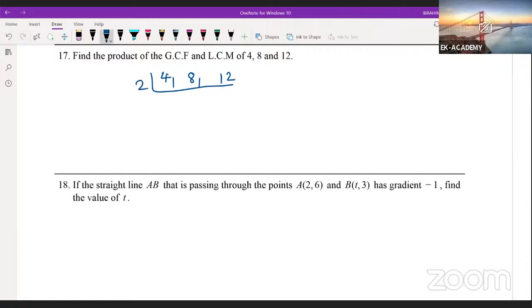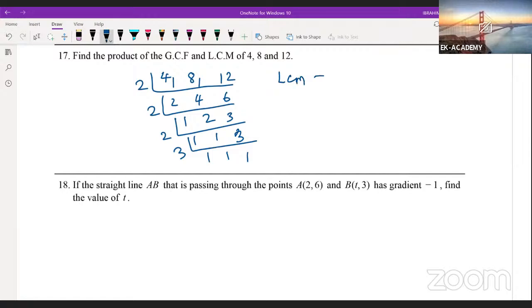LCM, so prime factorization by 2: it is 2, it is 4, it's 6. By 2 here: 1, 2, 3. By 2 here: 1, 1, 3. By 3: 1, 1, 1. So the LCM is 2 times 2 times 2 times 3. It is 24.